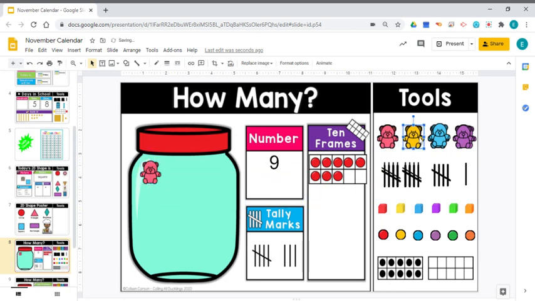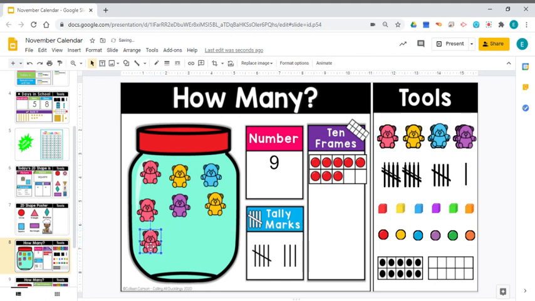Here's 1, 2, 3, 4, 5, 6, 7, 8, and 9. And since 9 was the last number that I said, 9 is the number of bears that are inside that jar. Now to make our 10 frame show 9, we're going to have to add one more.